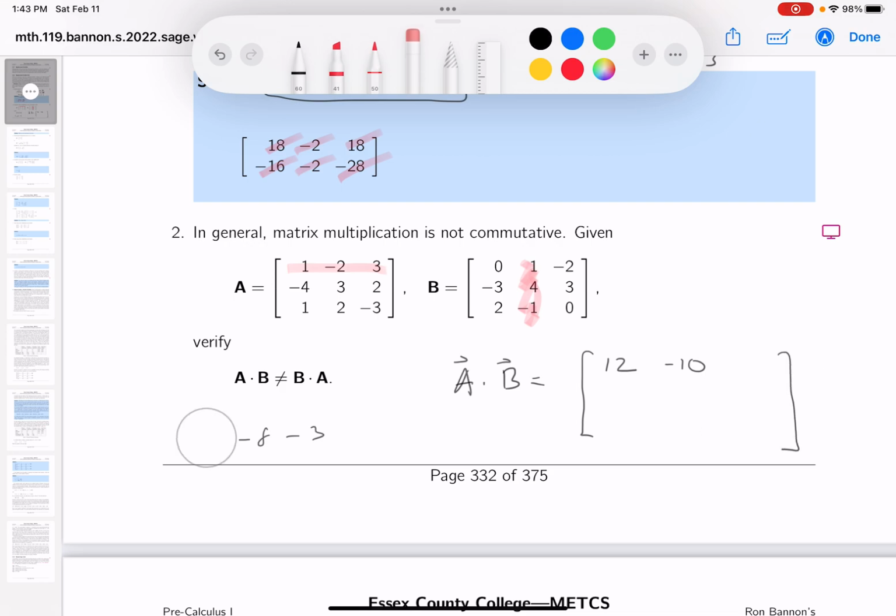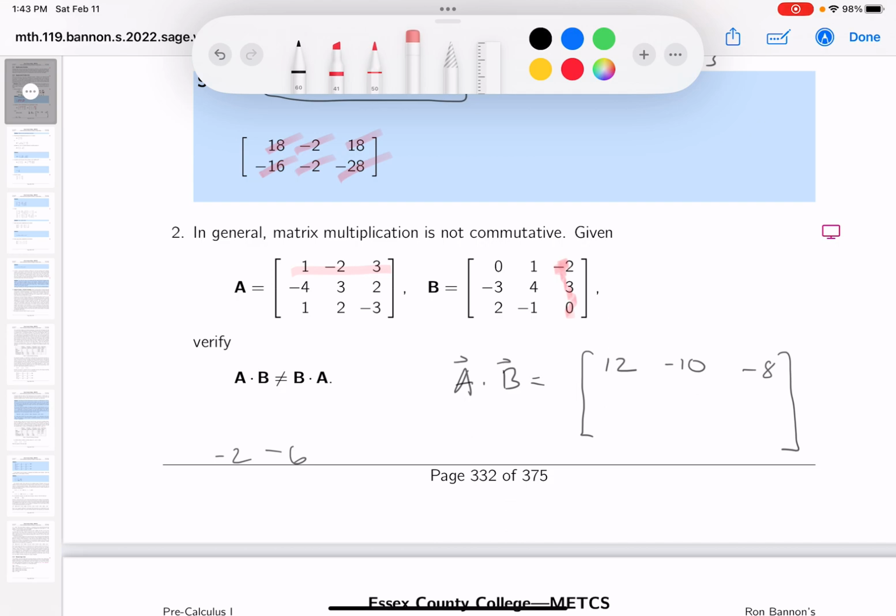Let me get my eraser out. Let's write this down for you. Row one times column 3. All right, let's see what you get. You're going to get minus 2, you're going to get minus 6, and then you get 0. Well, minus 2 minus 6 is minus 8.